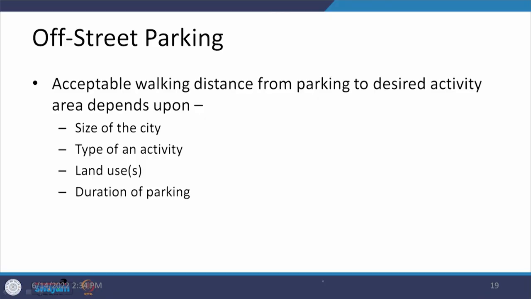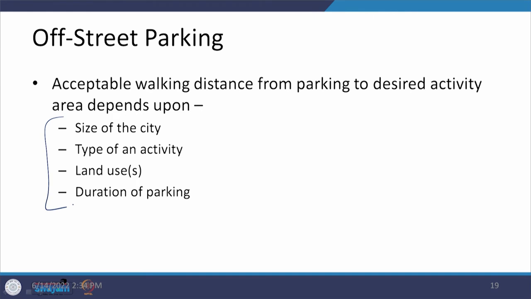Now, when we say that we are going to walk to the location where we have a desired activity, this is going to depend on certain factors like the size of the city. If the size of the city is quite small, say the population is something like 1 lakh, 2 lakh or 3 lakh people, and there is not much expansion of the city, then people may not be interested to walk a lot. So, they will like to park their vehicle as close as possible to the desired location of their activity. But if the city is big, like Bangalore or Mumbai or Delhi, there the acceptability is going to be higher.